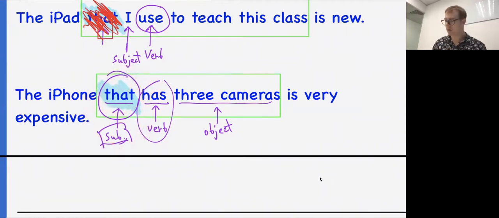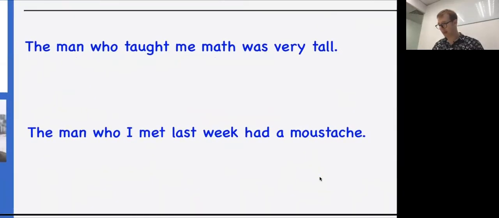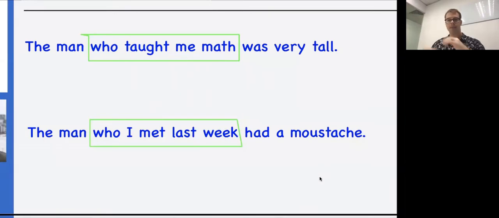Okay, I'll give you one more example here using who. As before, I'm going to show you the relative clause. Take a second, look at that. First, what is our relative clause here? Remember our first example, we used that. This one, we're using the who. So there's my who and my who. Same pattern as before.